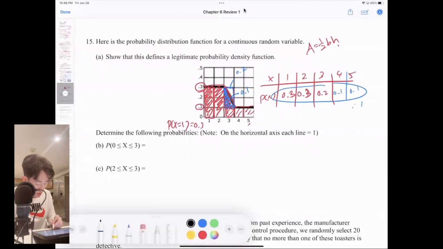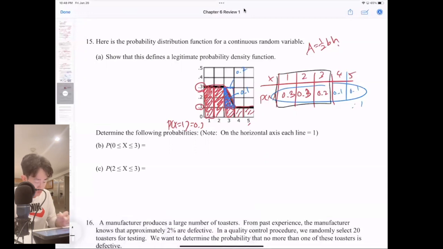So 0 to 3, I'm looking at, I guess actually there is no event for 0, but we're going up to 3. So we are adding up these, so that should be 0.8 for 15. Yes. And for part C, we have 2 and 3. So between 2 and 3, it's these two. So that should be 0.5, I believe, in grand total.